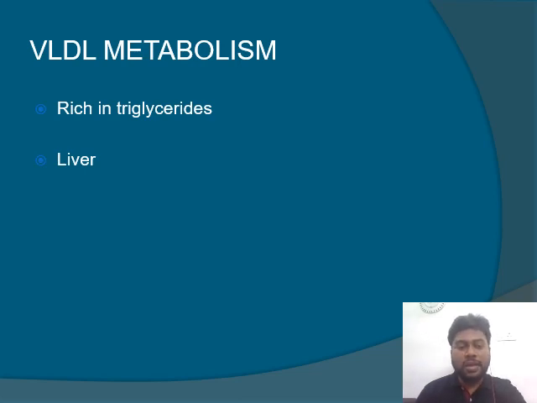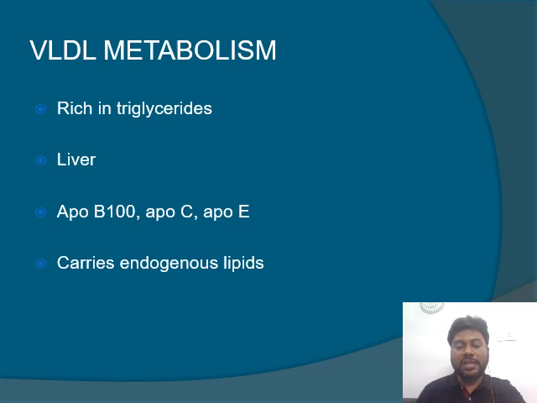Okay, so this VLDL is made up of all the apoproteins except ApoA. That means it has ApoB100, ApoC and ApoE. It helps in carrying the endogenous lipids, mainly triglycerides and also cholesterol, from liver to the peripheral tissues. Okay, so this is a brief introduction about VLDL.